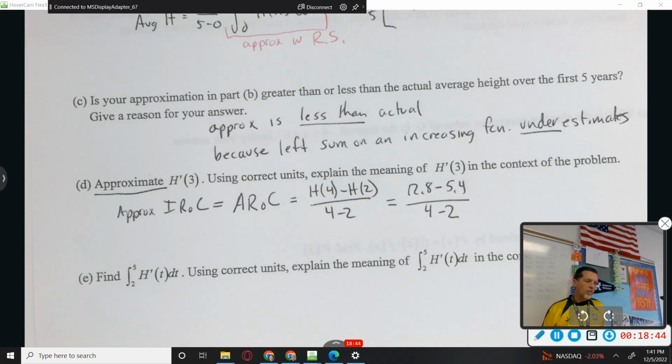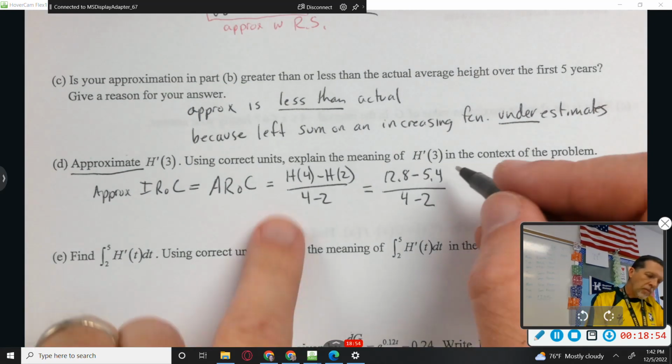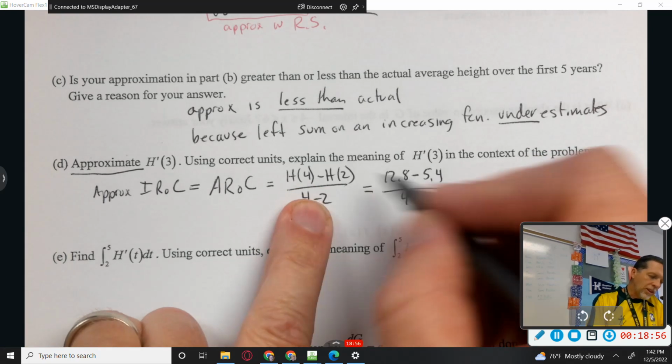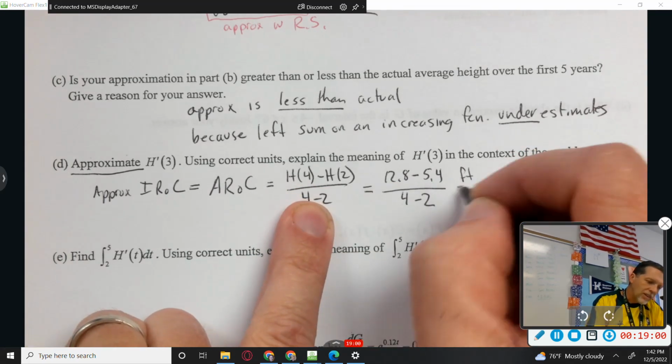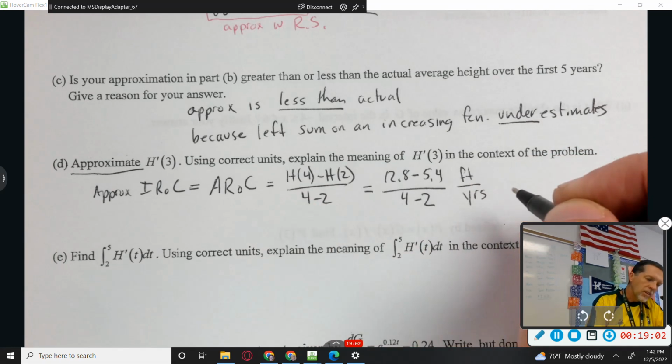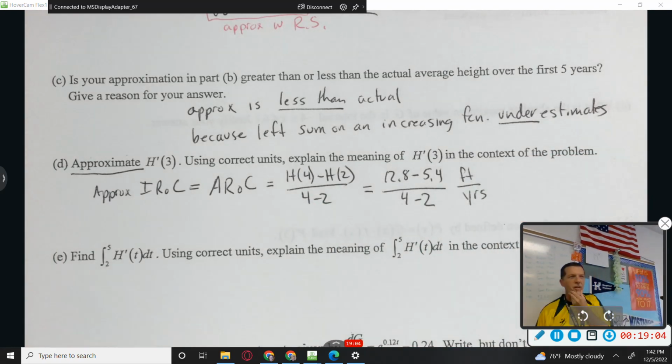Okay, so there's the first part. Let's make sure we answer all of this question, though. Using correct units, explain the meaning of h prime of 3 in the context of the problem. Well, I can get units from the formula I used here. H is in feet, time is in years. So my unit is feet per year. That might help me explain what it means.